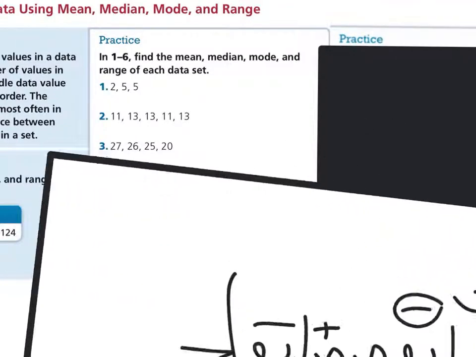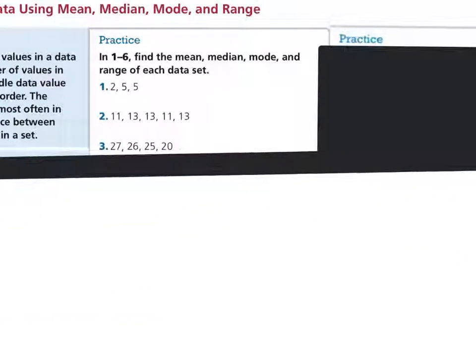Okay, and then if we look at number 3, once again, we can put these in order first. So 20, 25, 26, 27.